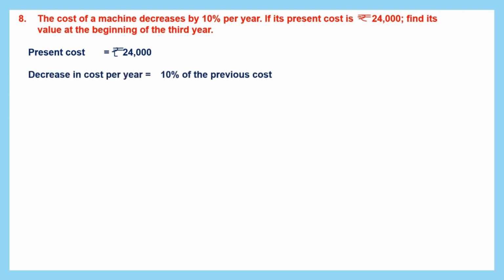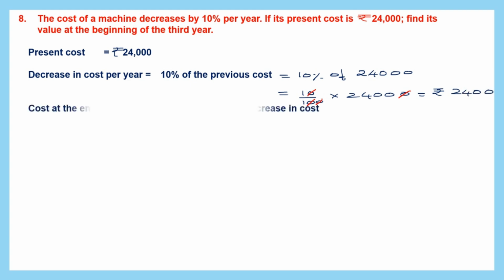Then the decrease in cost is 10% of the previous cost. So this is 10% of the previous cost, which is 24,000 rupees. So this is 10 by 100 into 24,000. So here let's simplify this. I can remove one zero here, one more zero here. So what do I have? I have 2,400. So the decrease in cost per year is 2,400 rupees.